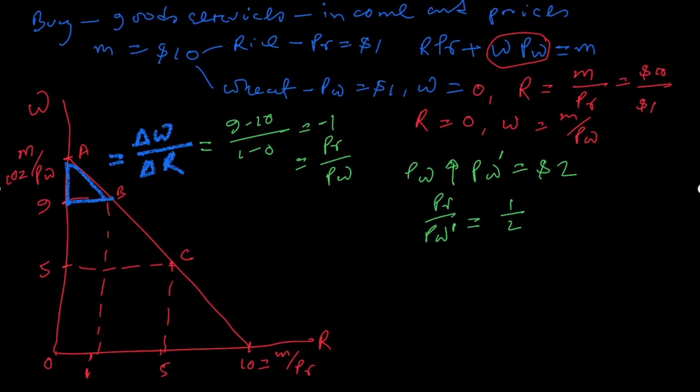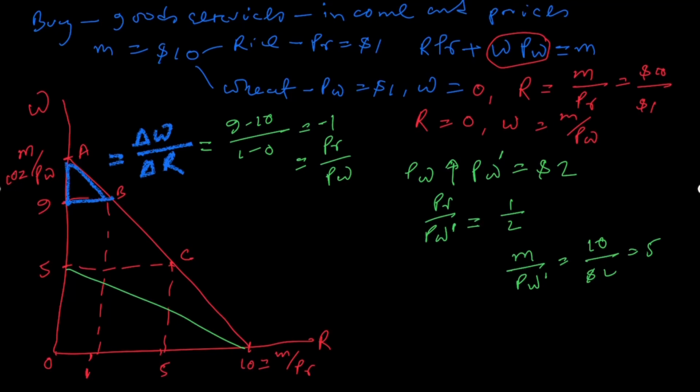M by PR is not affected, so the intercept on the horizontal axis remains the same, but M by PW will change. Now I can buy a maximum of 5 units of wheat, because M by PW bar is now 10 by $2, so it's 5. So our new budget line would be like this. The budget line becomes flatter because the slope goes down.